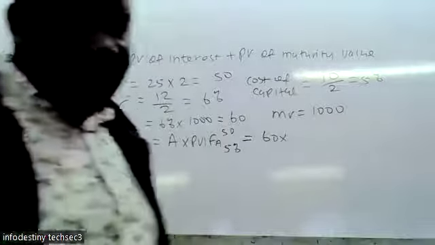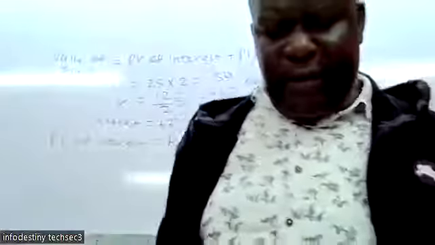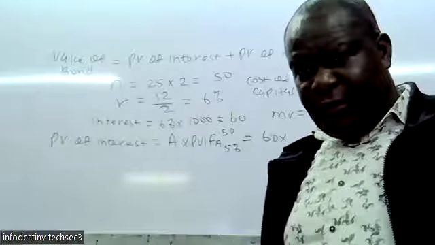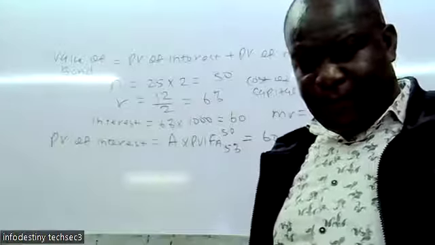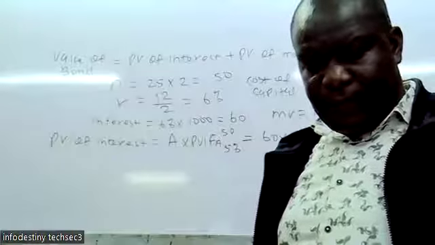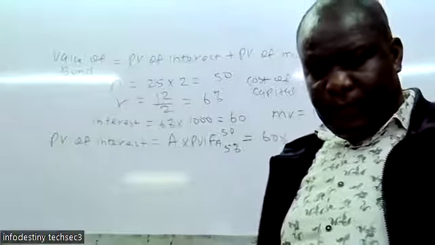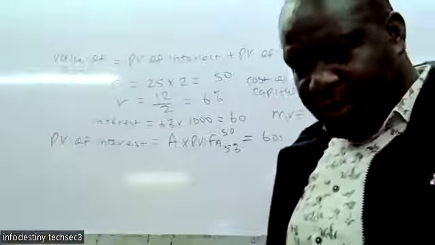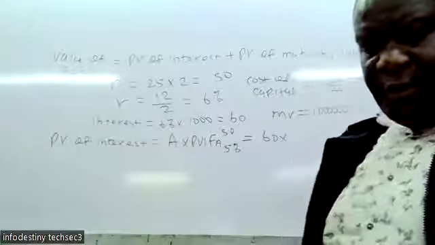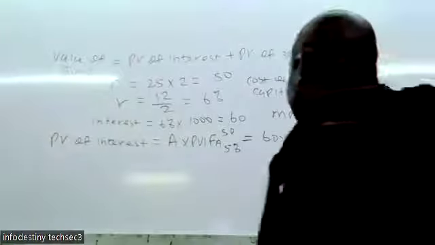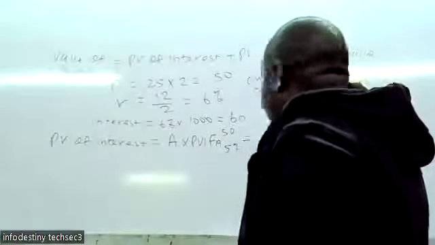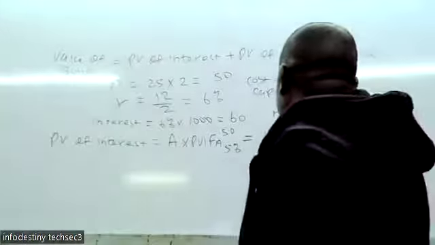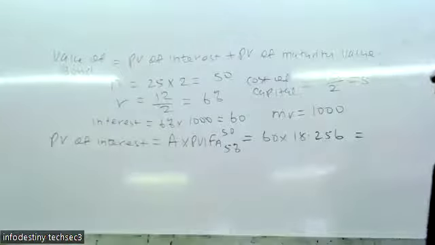So that figure from the table, is it 15 or 18? Yeah, it should be 18. So it is 18.256. So you get the value for that.